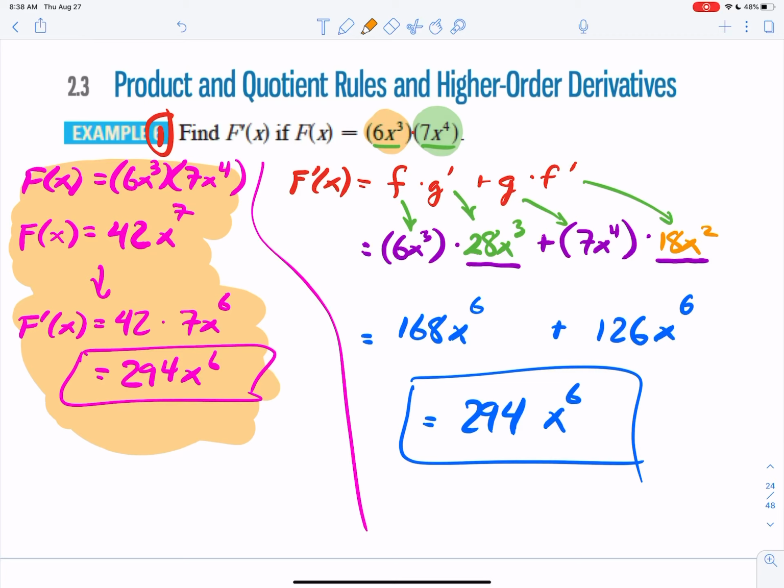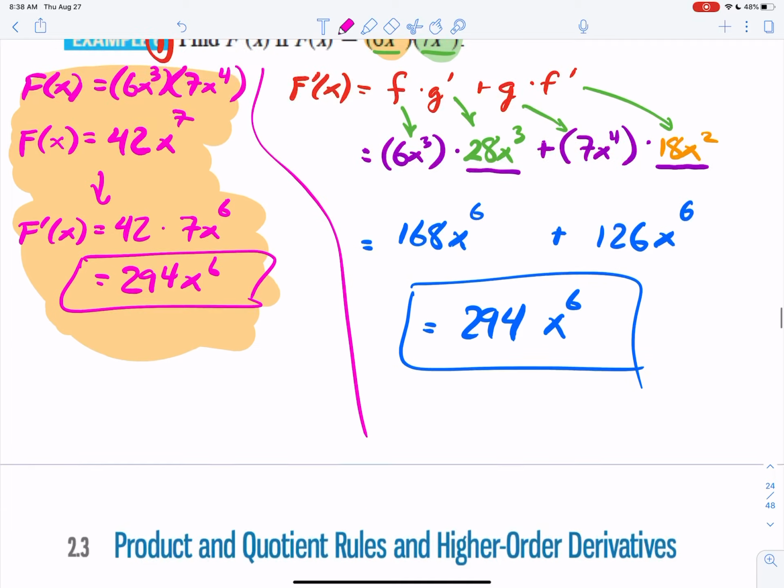And the only way you're going to figure out what's more efficient is through exposure. You got to practice a lot of problems to kind of see what tends to be a lot easier without the product rule or with the product rule. So just keep that in the back of your mind.